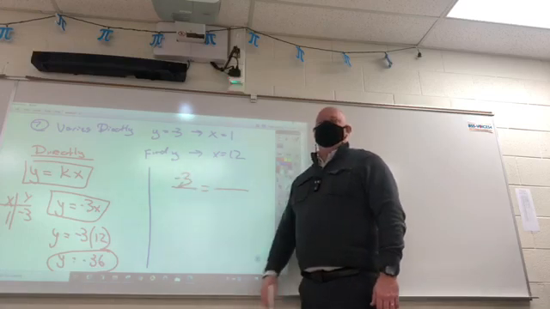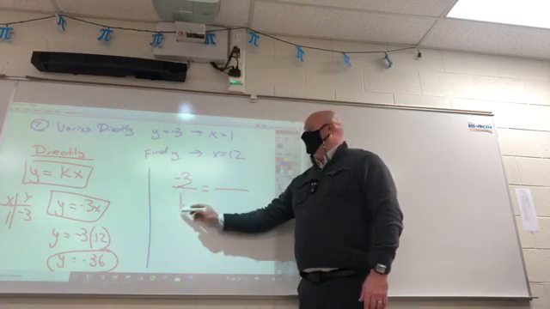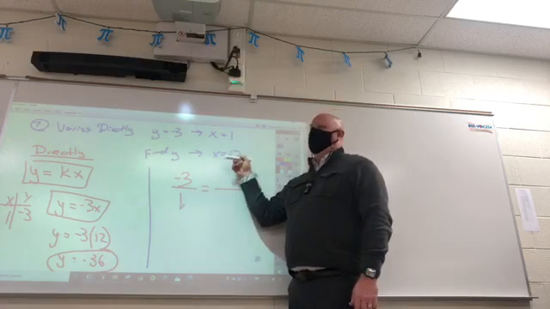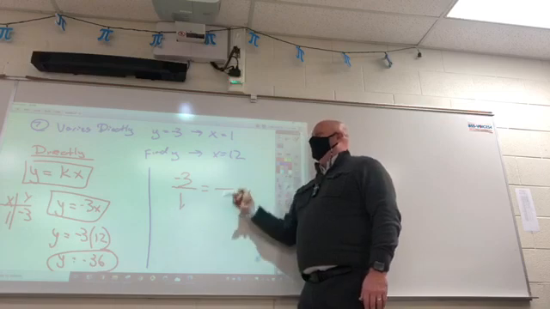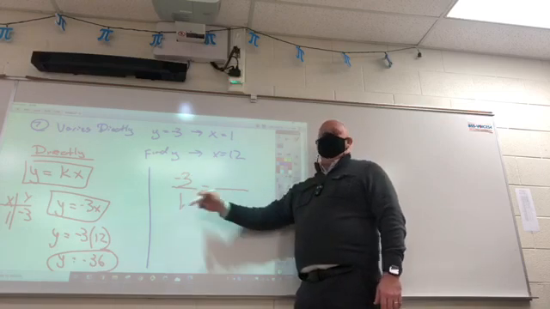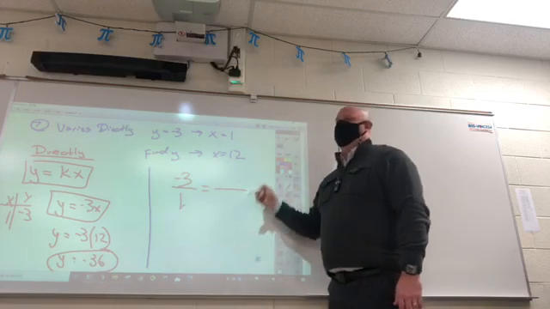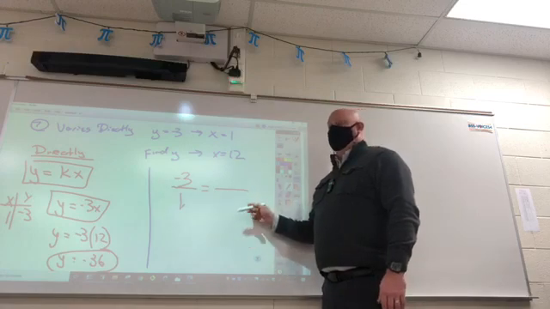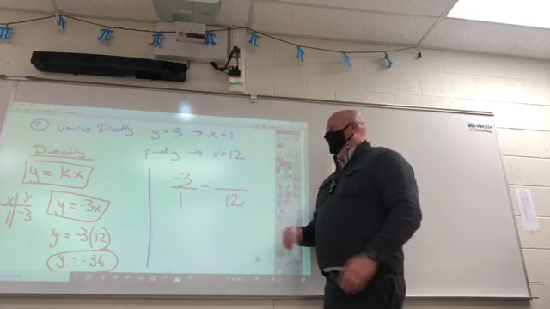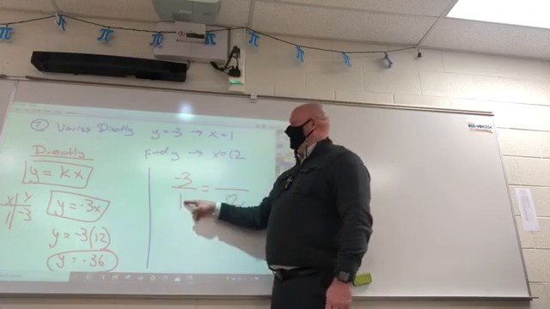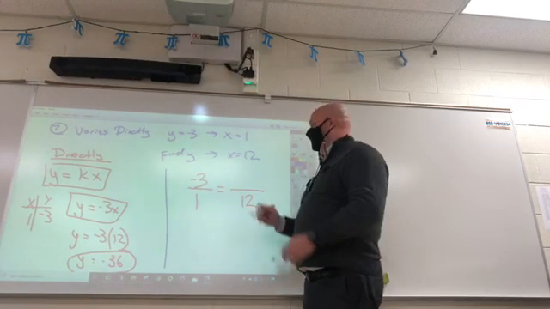-3 goes with what? 1. Now, the 12, where would I put the 12? If I put the -3 on top and the 1 on the bottom, where does the 12 have to go? Top or bottom? Why? Because we put the x on the bottom, which means the 12 has to go on the bottom.